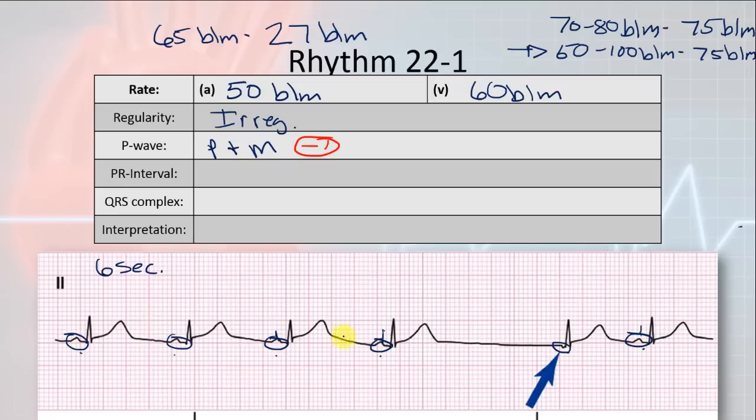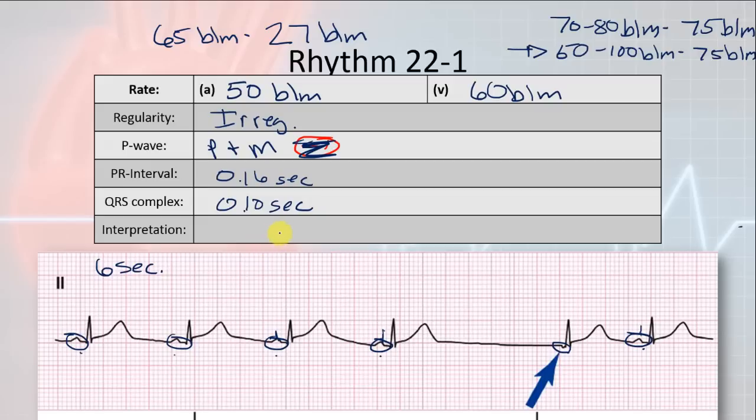The PR interval. Well, if we look at the PR interval, I don't have calipers on me, but it looks like it's 1, 2, 3 little boxes, maybe 4 little boxes. So when it's present, it is 0.16 second. The QRS complexes, like I said, I don't have calipers, so I can't really tell, but I'm going to say that they're 0.10 second. So, don't need to put that there.